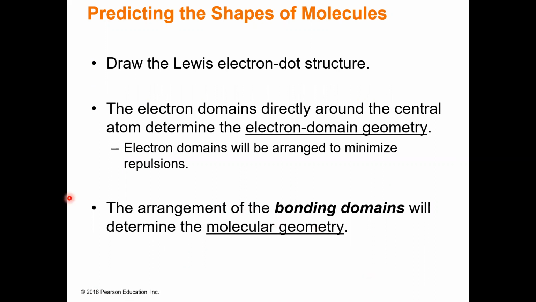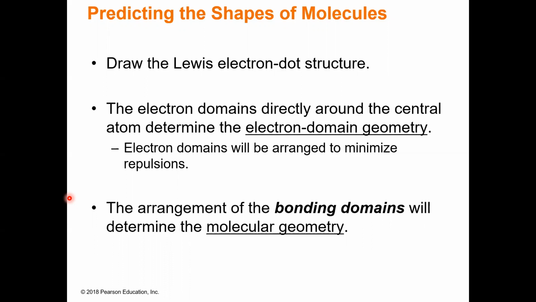Now, when we're predicting the shapes of molecules, the first thing we need to do is draw the Lewis electron dot structure, which is in the earlier video for this chapter. Then we want to look at the electron domains that are directly around the central atom to determine the electron domain geometry. Remember that the electron domains will be arranged in order to minimize the repulsions between the electron domains. That is, we'll want the furthest separation.